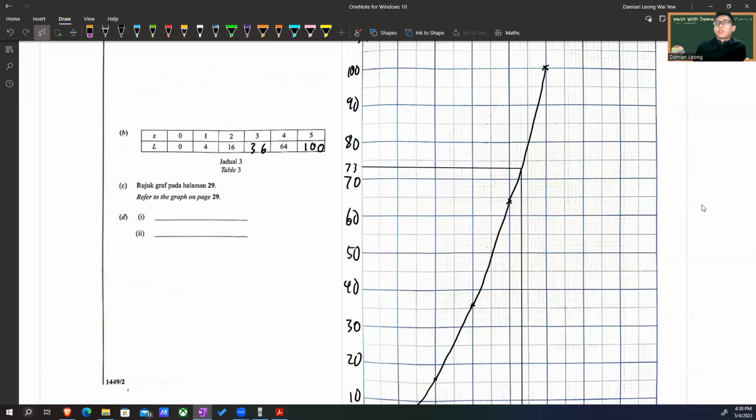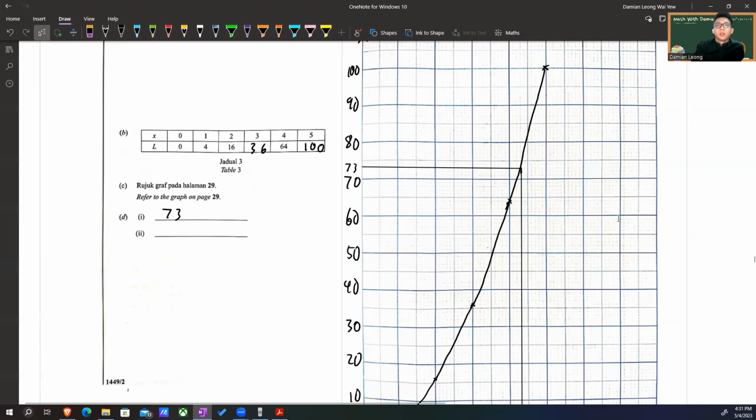So it depends on your graph. It can differ slightly, but it shouldn't be too far off. According to the marking scheme, it is 73 to 75. Because you can draw the curve slightly lower, then it will go higher a bit. But that's not so crucial.